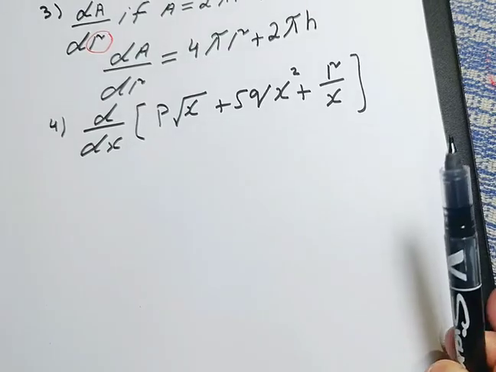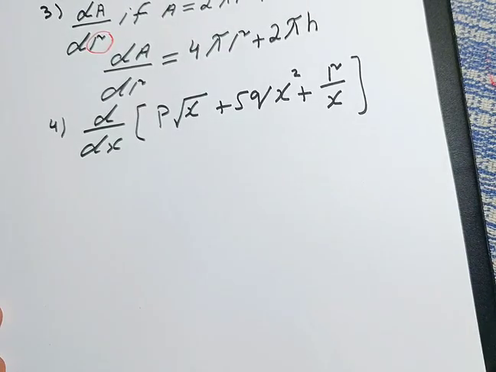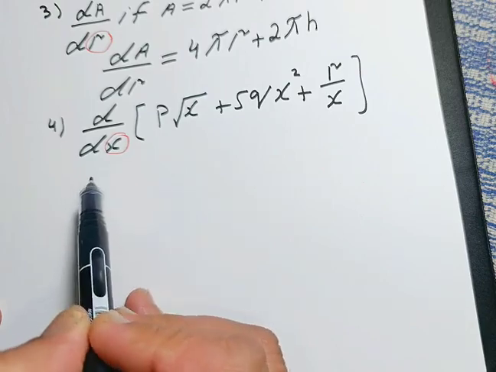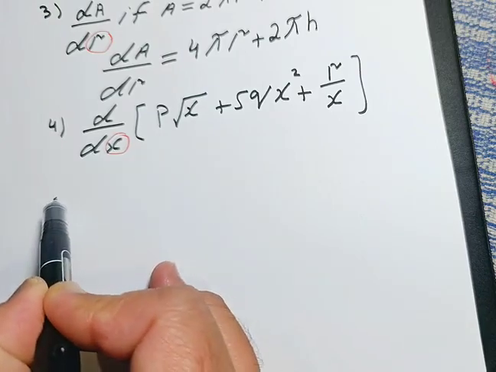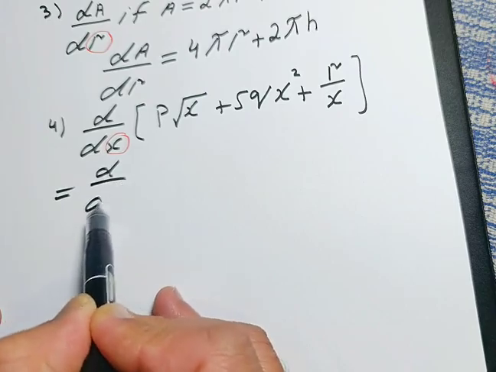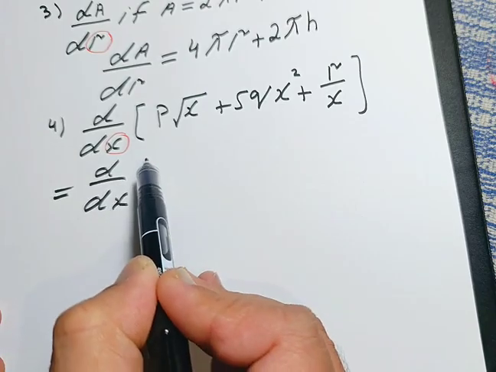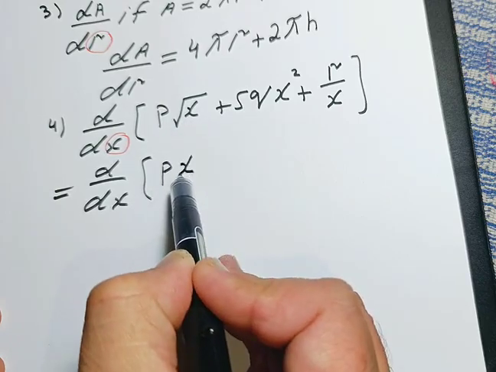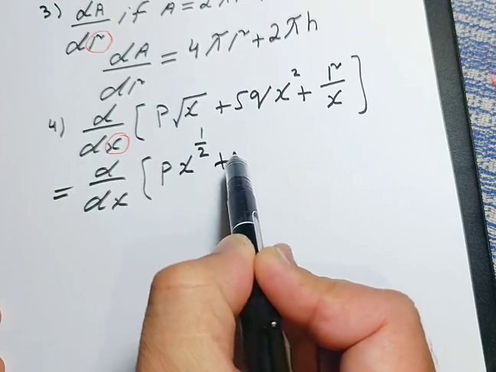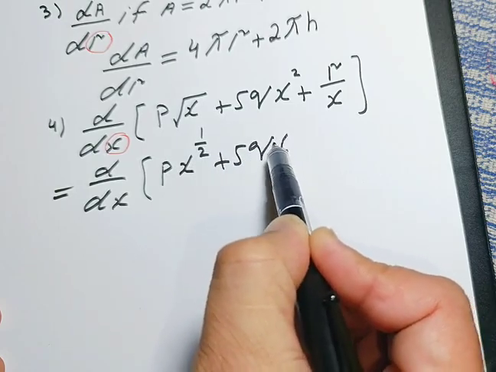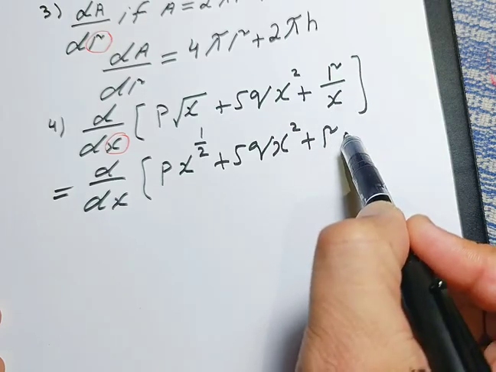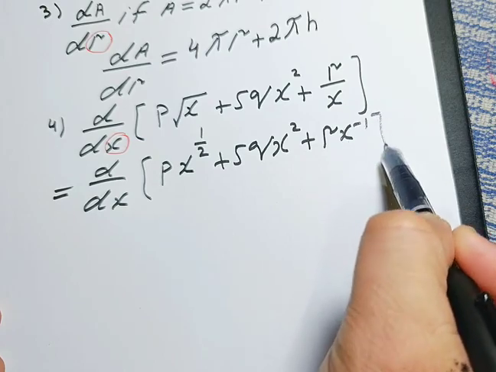This question we have to have a look here. At the bottom is x, which means we have to differentiate with respect to x here. So first of all, I need to modify this expression. So it's going to be p. This is a square root, which means x power 1 over 2, plus 5 q x power 2, and then plus r x power, I pull up, becomes x negative 1.